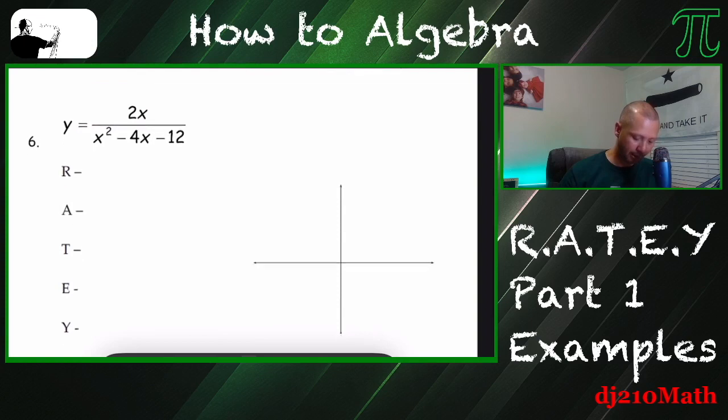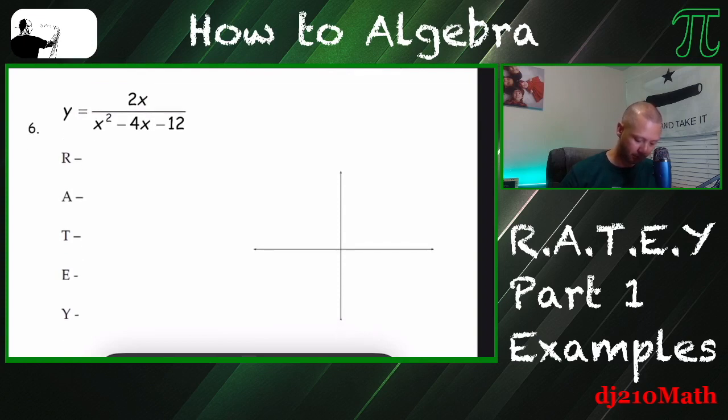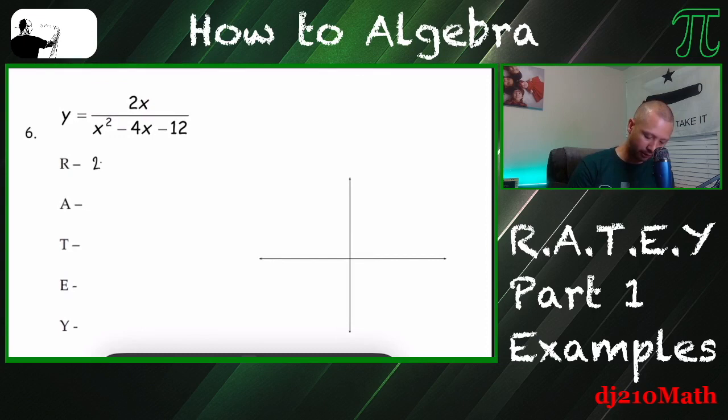All right, here's the last one. So here we have 2x is equal to 0. So the x-intercept is going to be when x is 0. So at x equals 0, the graph is going to cross. It's got to cross somehow.